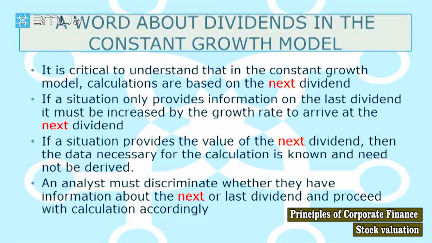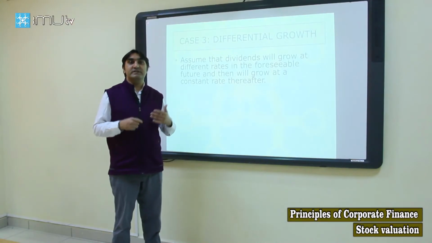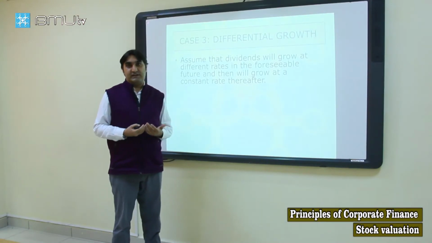If a situation provides the value of the next dividend, then the data necessary for the calculation is known and need not be derived. We have D1, we just divide it by R minus g. An analyst must discriminate whether they have information about the next or last dividend and proceed with calculations accordingly. It's important, as I said, to pay attention to whether it is the just-paid dividend, last year's, or next year's dividend. Next scenario is differential growth.